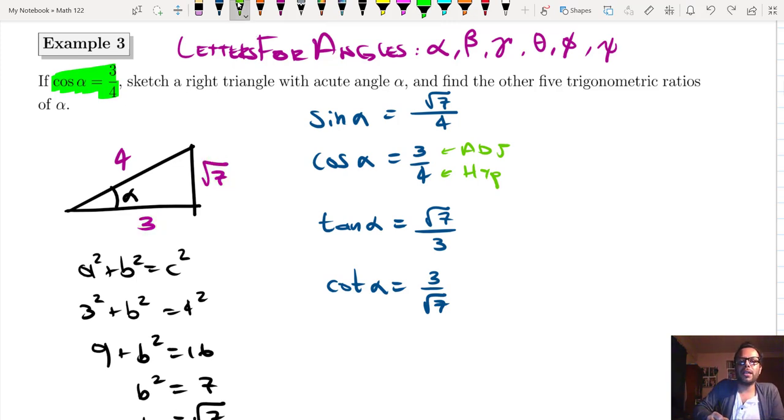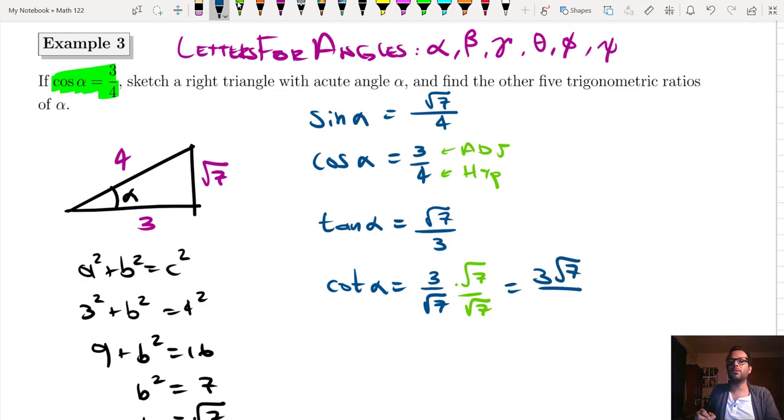However, no radicals in the denominator, so let's rationalize the denominator. Okay, we're going to get the following. 3 root of 7 in the numerator by just multiplying across and multiplying the root of 7 times itself. Get rid of the radical symbol, just write down the radicand. That is the quantity inside the radical.